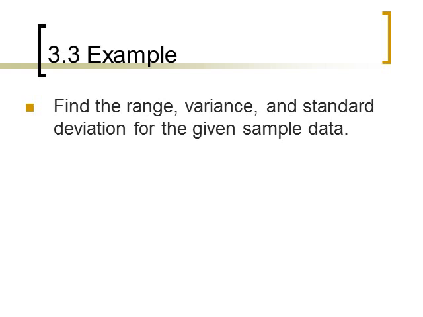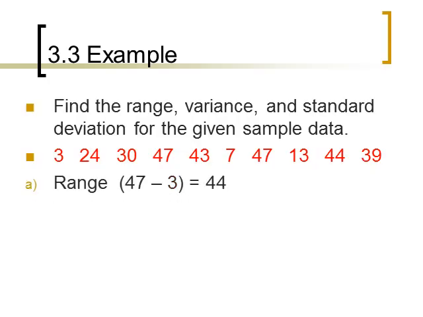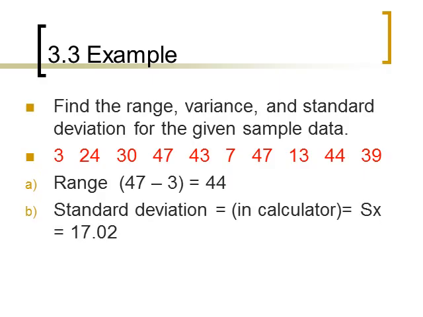For this last example, we're going to find the range, variance, and standard deviation for the given sample data. The numbers in the data are 3, 24, 30, 47, 43, 7, 47, 13, 44, and 39. The range is easy to do. You just take the highest number and subtract the lowest number from it. So it's just max minus min, and you get 44.